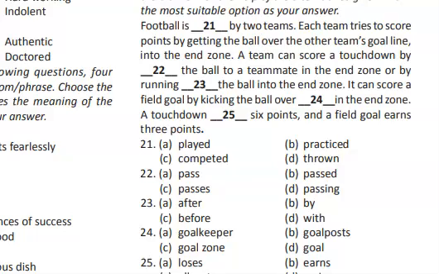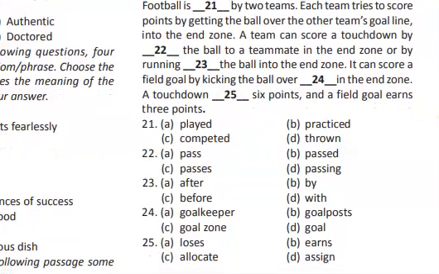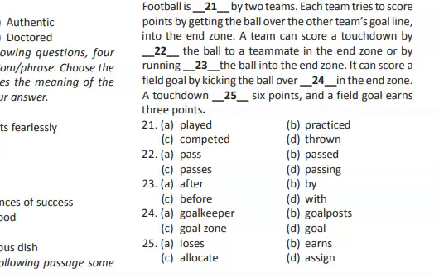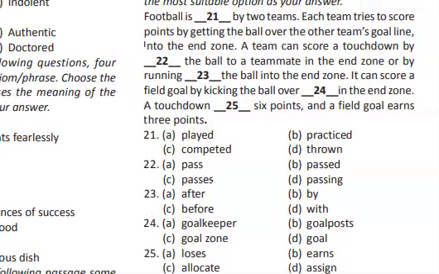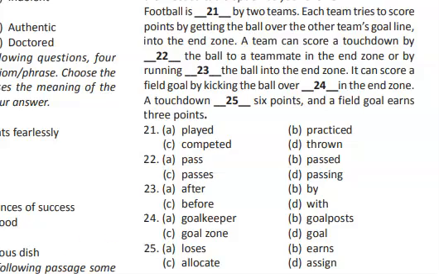And a touchdown blank space 6 points, and a field goal earns these 3 points. So what should be the correct answer here? Loses, earns, allocate, assign. So here the answer will be earns. So a touchdown earns 6 points and a field goal earns 3 points.